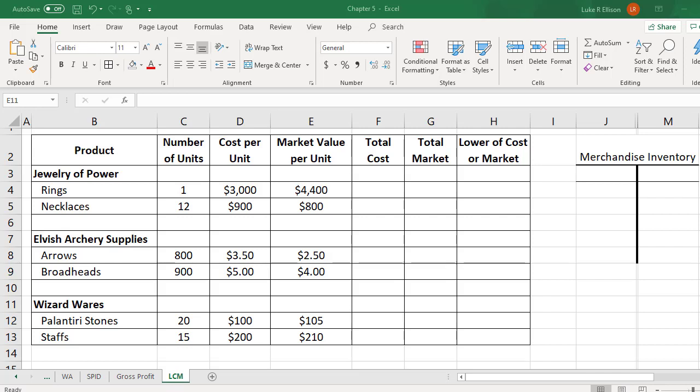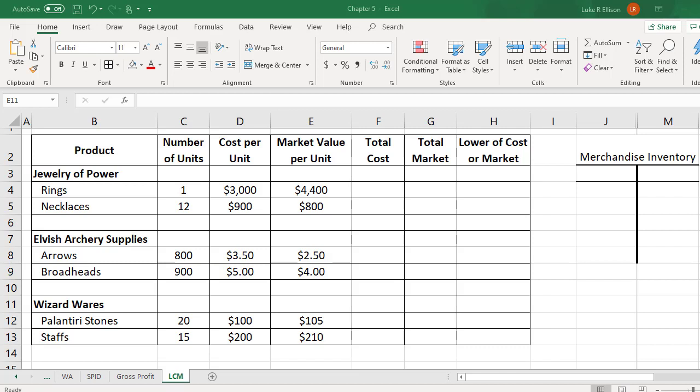Hello! Today we're going to be talking about something called lower of cost or market. In accounting, we generally adhere to something called the cost principle, which means that any assets the company purchases should be listed in the accounting records at the historical cost paid to receive the asset. Lower of cost or market is one exception to the cost principle and applies specifically to the asset of merchandise inventory.